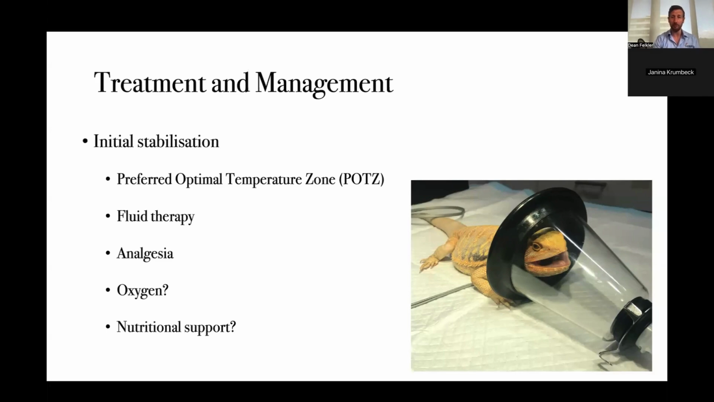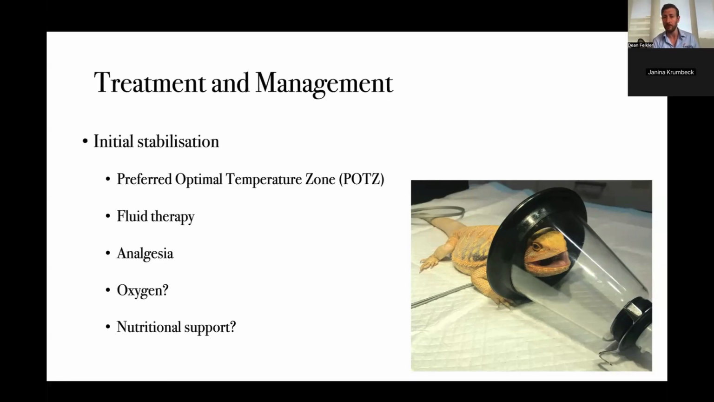So we want to give some fluid therapy as well. A couple of ways you could do that, ideally IV. However, initially, I don't think it's a problem just giving it subcutaneous or intracoelomic. And then we don't know how painful these are for these patients. So I'd always give some analgesia. Morphine's my go-to in hospital.